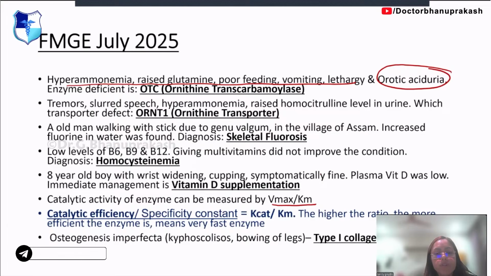Osteogenesis imperfecta, kyphoscoliosis and bowing of legs. Question was given. So here type 1 collagen is defective. So this is it with your one-liners.